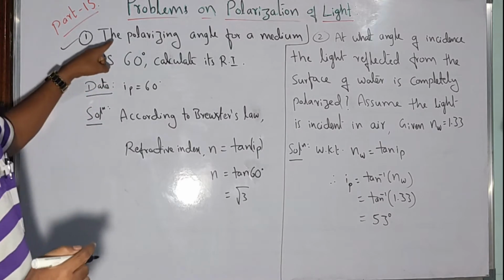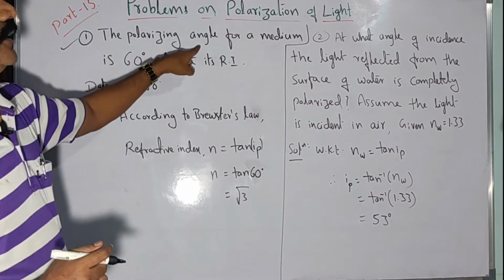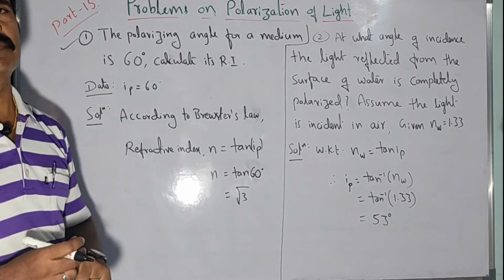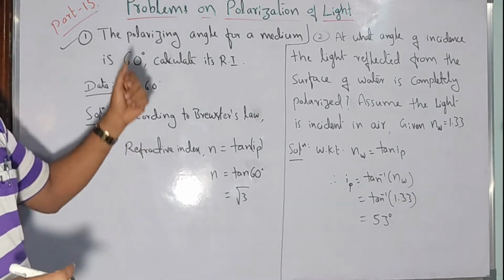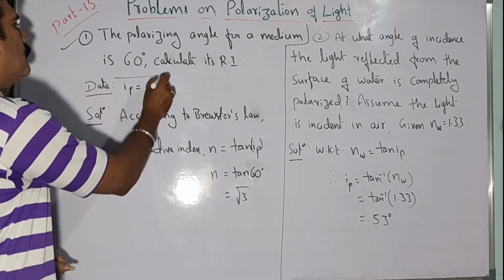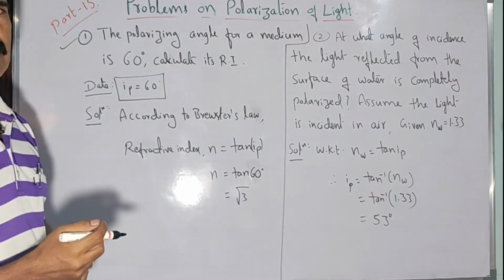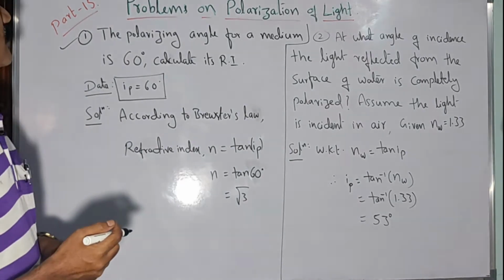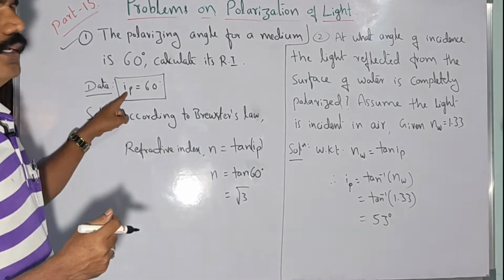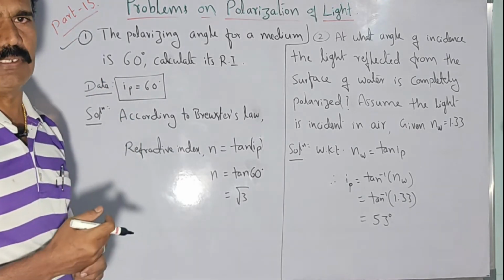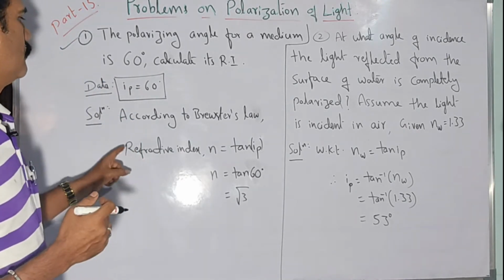Note down the problem: the polarizing angle for a medium is 60 degrees, calculate its refractive index. The problem is very simple because we know what the polarizing angle is. The given data is IP equal to 60 degrees. And we know the relation between the polarizing angle and the medium from which the light gets reflected before polarization. It is given by Brewster's law.